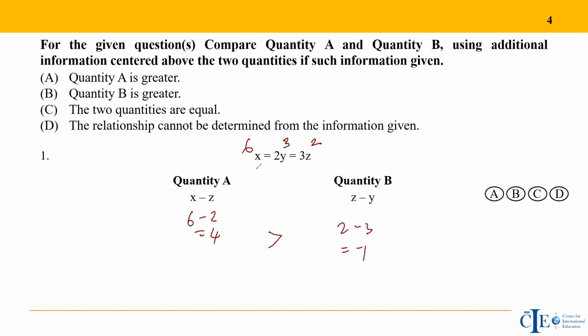But at the same time, you can also take the values of x as 0, y as 0, z as 0. All three would be equal, right? This would be 0, this would be 0. This would be equal. You can also take the values as negatives: minus 6, minus 3, minus 2. Right, the values could be negative. Then x minus z would be minus 6 minus minus 2, which is minus 4, whereas z minus y would be minus 2 minus minus 3, which is plus 1. Even b could be greater. So it could be anything.